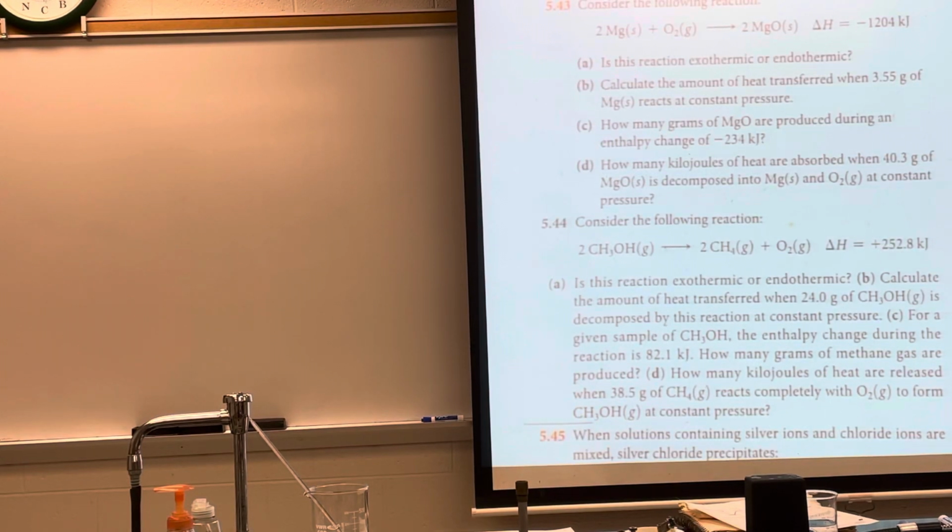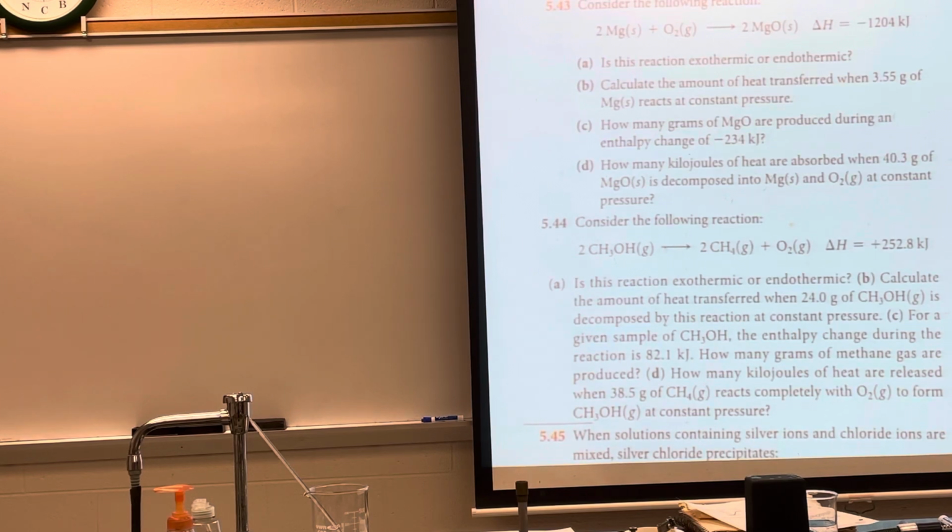So first off, do we think this is an endo or an exothermic reaction? Exo. How do I know it's exo? Because delta H is negative. That's how I know. Now, if it was written in the equation, it'd be plus 1204 on the right-hand side. Okay? But because it's a negative delta H, I know that it's an exothermic reaction.